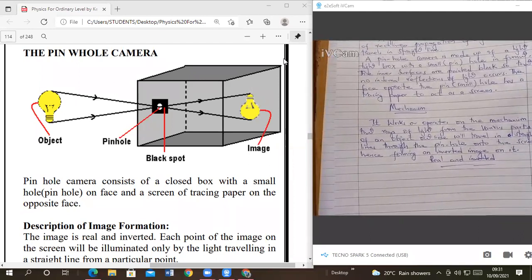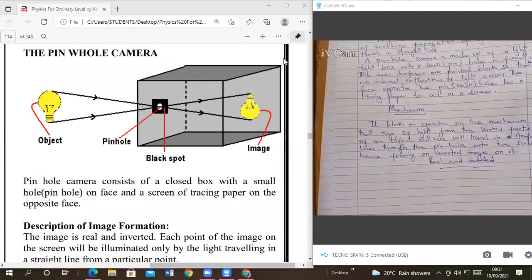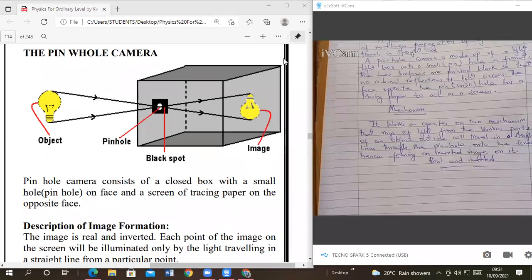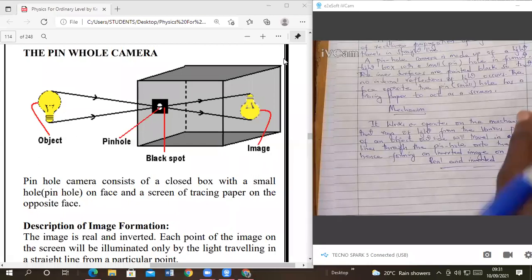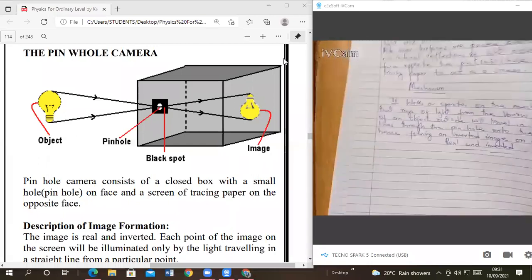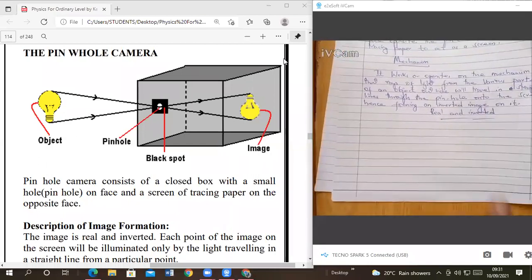What do we mean? We shall look at what real images are. When we talk of a real image, it means you can see it on the screen. A real image can be seen on the screen, members. That's why we call it real. But the image that is formed on the screen is inverted, is upside down. Inverted means upside down. Are you together?